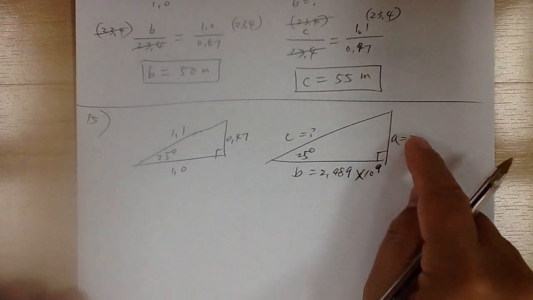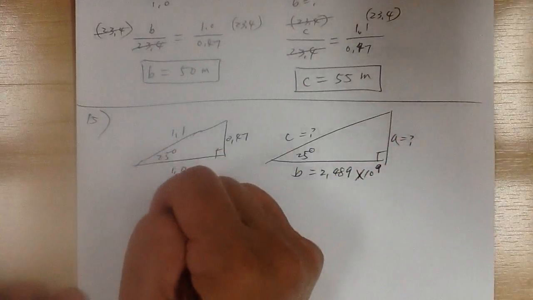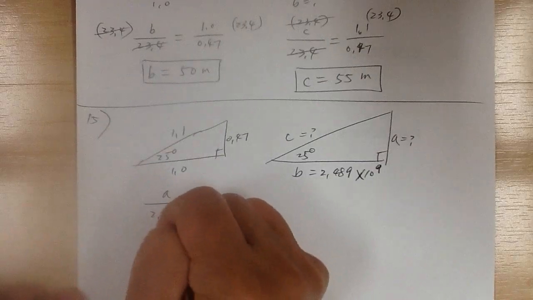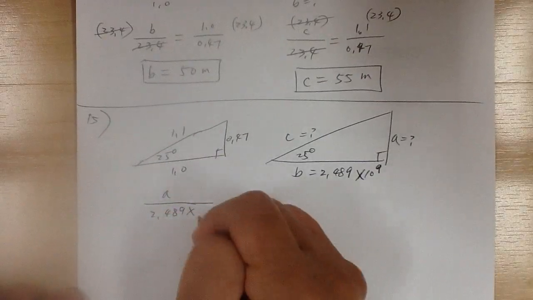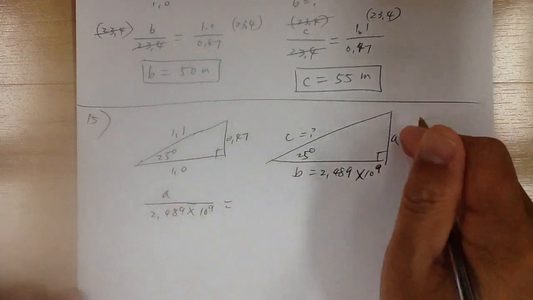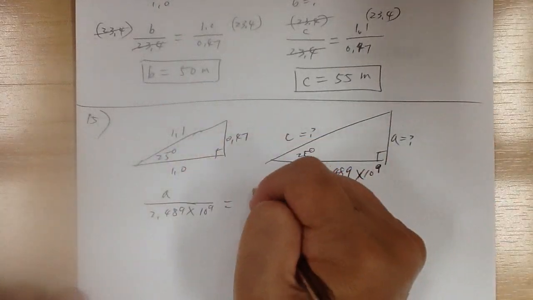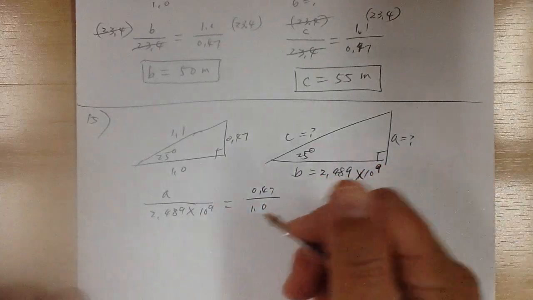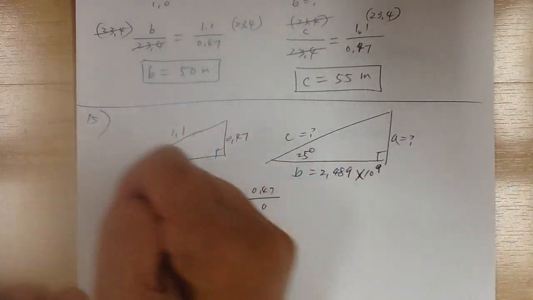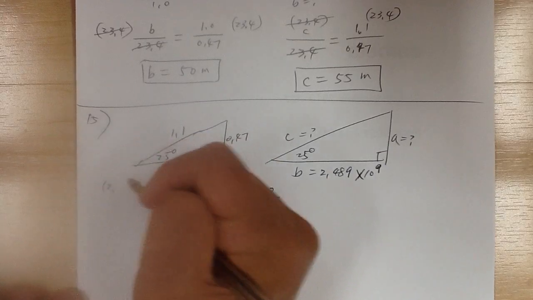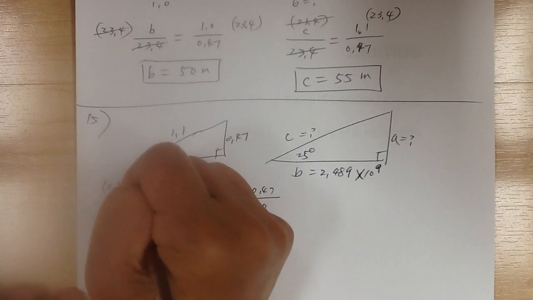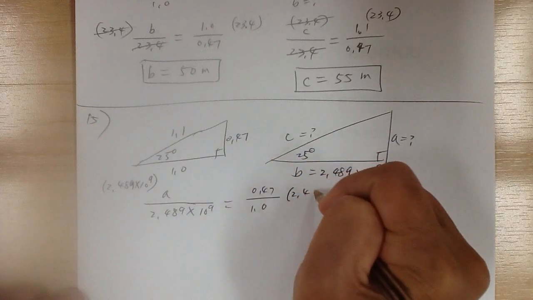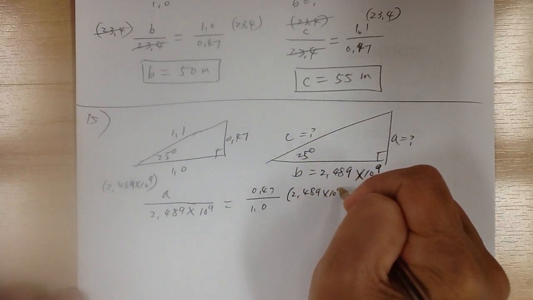I'm going to do A first. I'm going to do this over this, so it'll be A over 2.489 times 10 to the 9. This over this will equal 0.47 over 1.0. I can multiply to get rid of the denominator, so multiply by 2.489 times 10 to the 9.